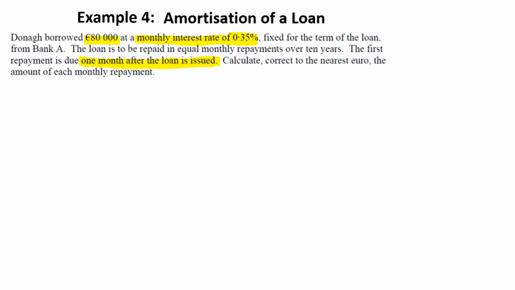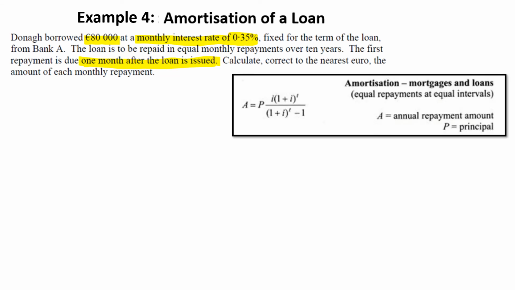Now, if you're trying to figure out the equal amount to pay back a loan, we have a formula which is in the log tables, and it is this formula here. It's the amortization of mortgages and loans. So it's where there are equal repayments at equal intervals, and the only other thing you need to remember, you can only use it if the repayment is due 1 month or 1 year or 1 period after the loan is issued. So what we effectively have is our formula. A is the annual repayment, or in our case the monthly, because everything that they say is annual, so their i we're going to put in as monthly.